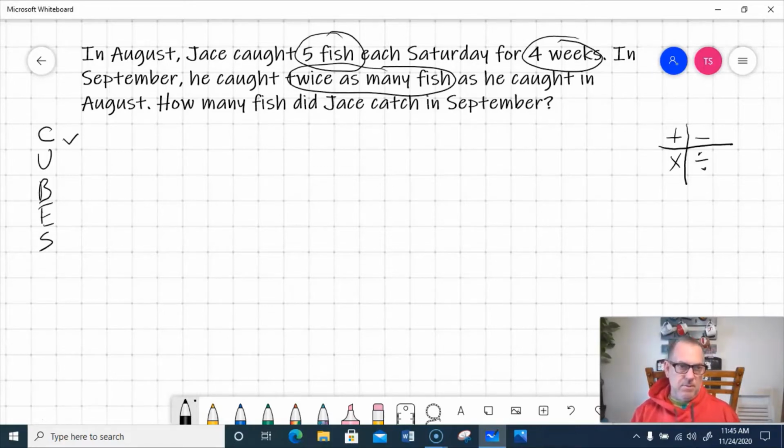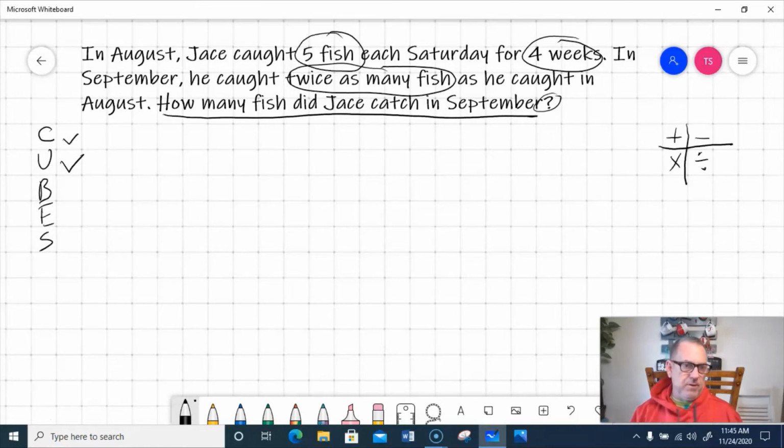Next thing I'm going to do is underline the question. And the question is, right here, this question mark, how many fish did Jace catch in September? So if I don't answer how many fish he caught in September, I'm not done with the problem. So I need to make sure I get all the way to the point where I figure out how many fish he caught in September.